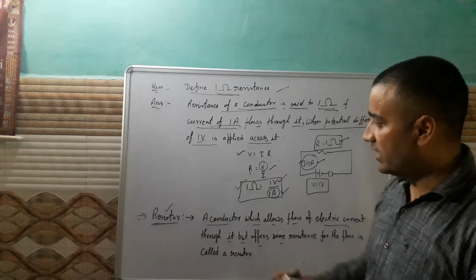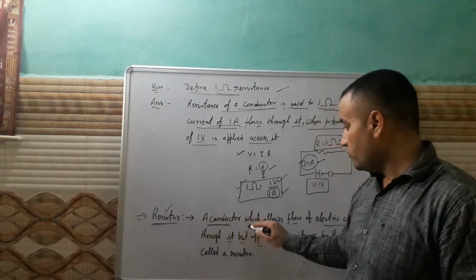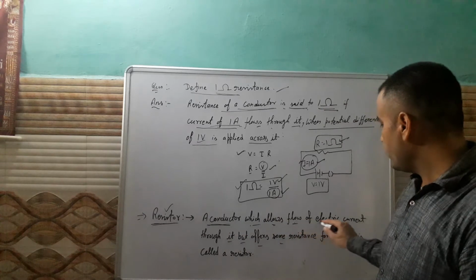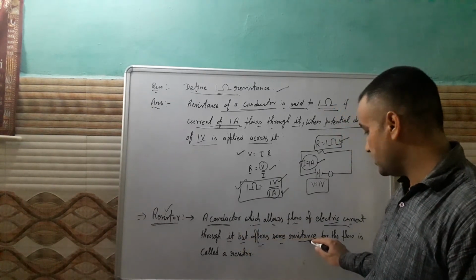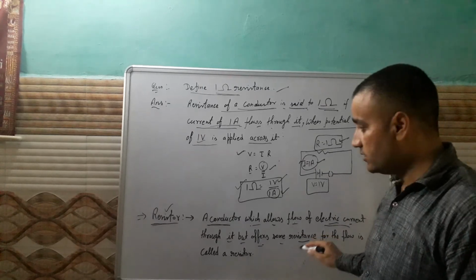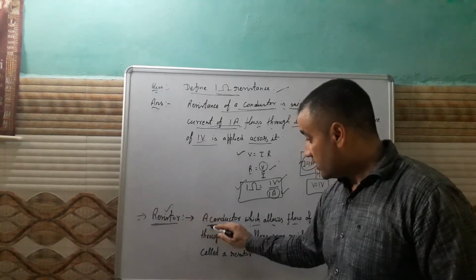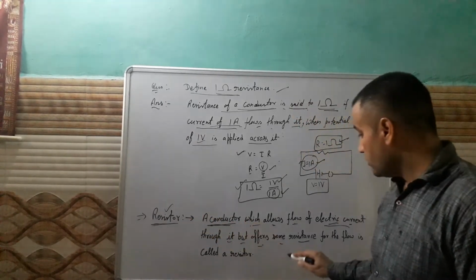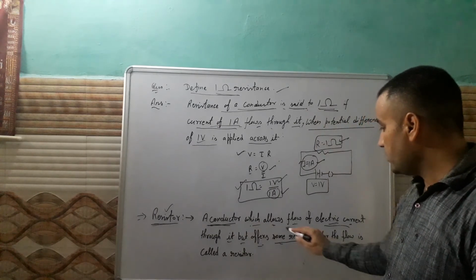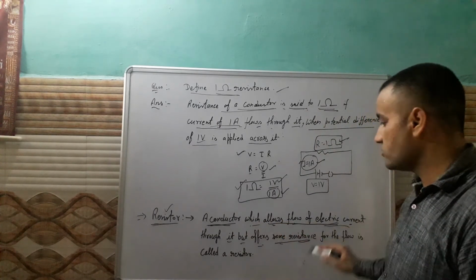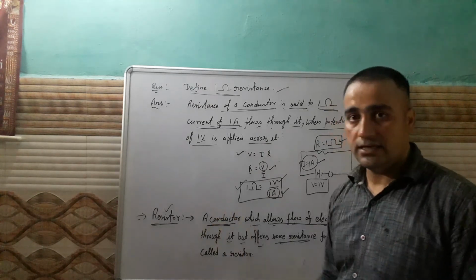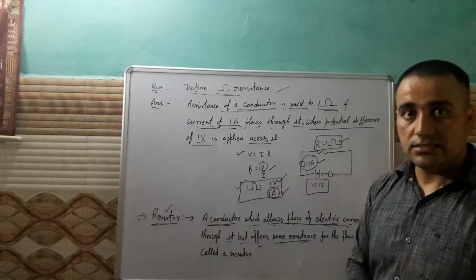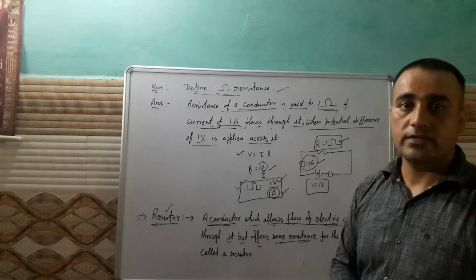Then how can we define a resistor? A conductor which allows flow of electric current through it but offers some resistance. Dear students, pay attention. A resistor is a conductor which offers some resistance when some electric current flows through it. So we can define that a resistor is a material and resistance is the electrical property of that material.